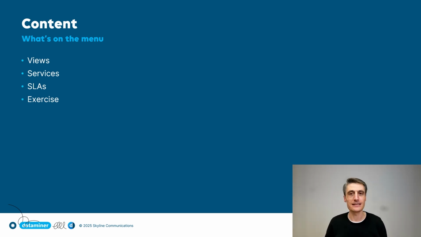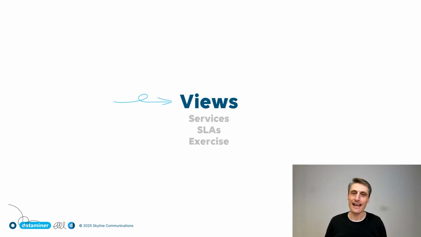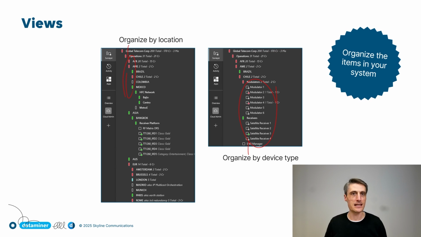So first things first, that's taking a look at the views, and that's the most basic one of the three, you could say, because it's very simple. It's just a folder with a couple of elements in there. We already saw that in the surveyor module, where we see that hierarchical tree structure, so we can organize things by location, for instance, or by device type, or we can build views for customers or services as well, where we just add elements in there and allow you to easily navigate and find your way around and locate the elements that are of interest.